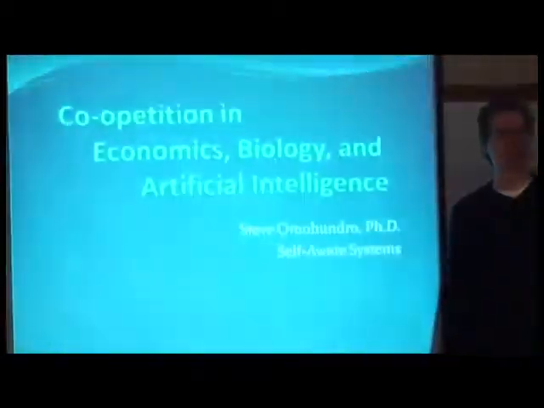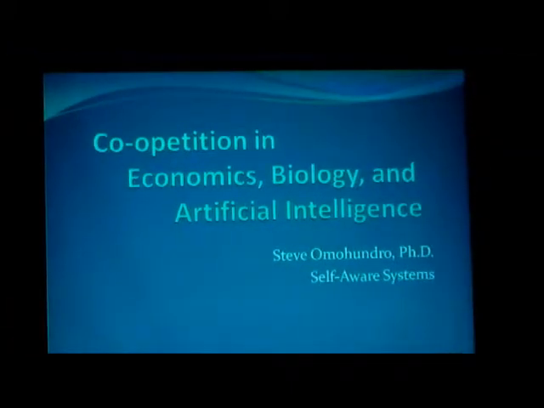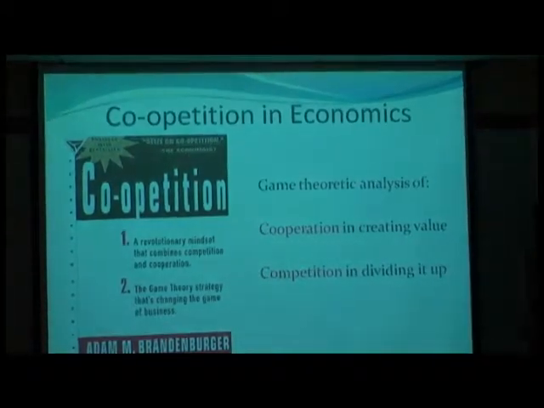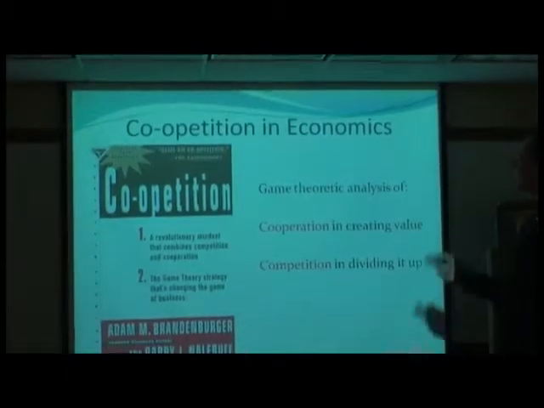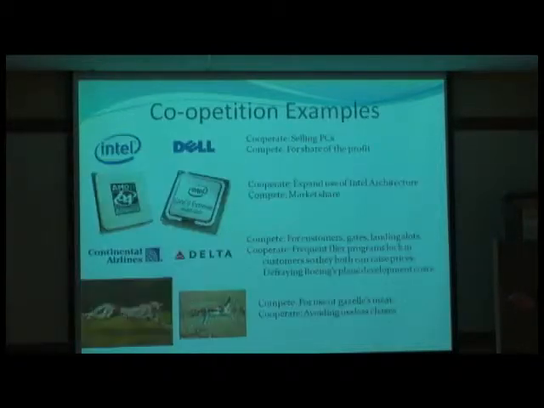So I'm going to talk about a radical rethinking of the way that economics, biology, and artificial intelligence work, focused more on the cooperative aspects than on the competitive aspects. The framework for this comes out of economics, where the game theorists have the term co-opetition, which refers to a game theoretic analysis of the combination of cooperation and competition between two entities, companies typically, in their area of study. And usually it's cooperation in creating value and competition in dividing it up.